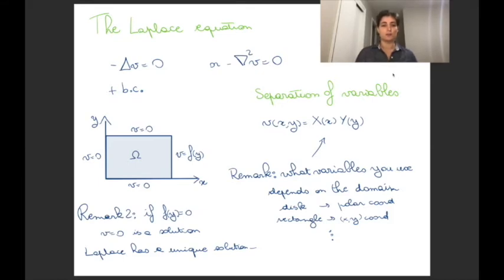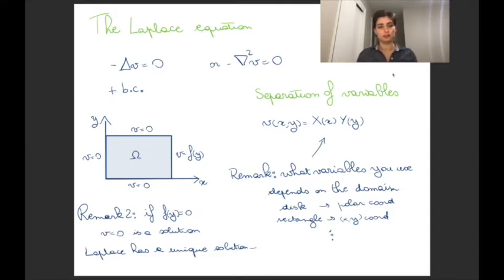In this case, we're going to be solving it on the rectangle, 0 to a times 0 to b. We have 0 boundary conditions at the bottom, at the top, and at the left side, and a non-zero boundary condition at the right side, where we place some function, not necessarily constant, depending on y.